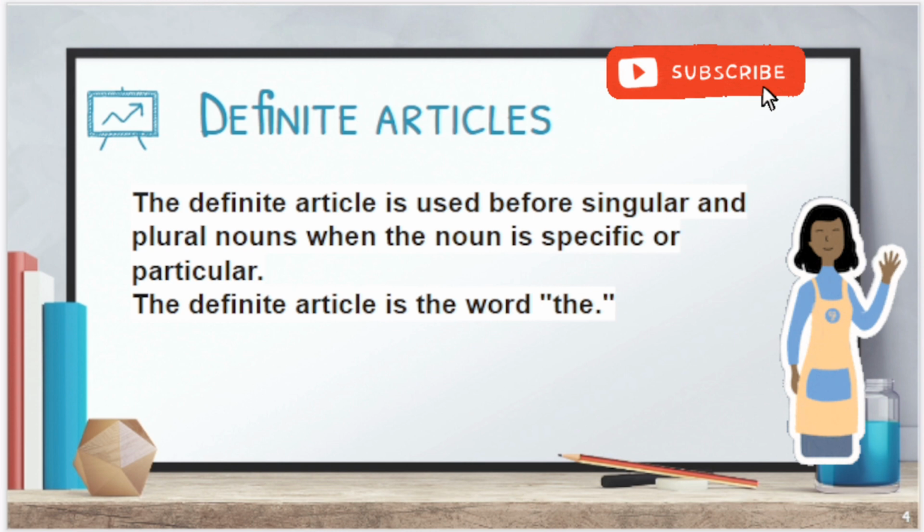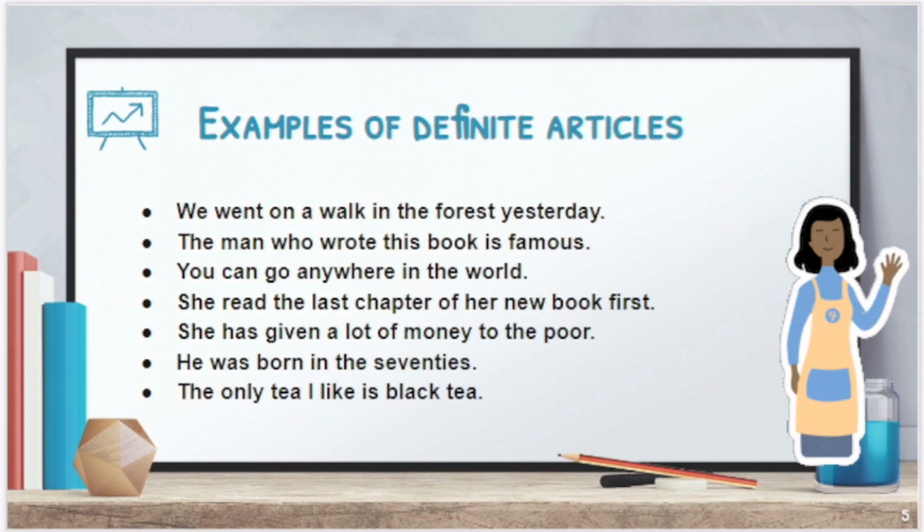Now I will discuss the definite articles. The definite article is used before singular or plural nouns when the noun is specific or particular. The definite article is the word the. Here we will discuss examples of definite articles.